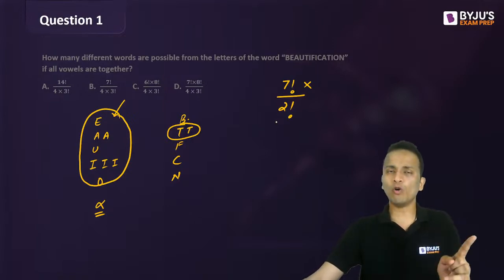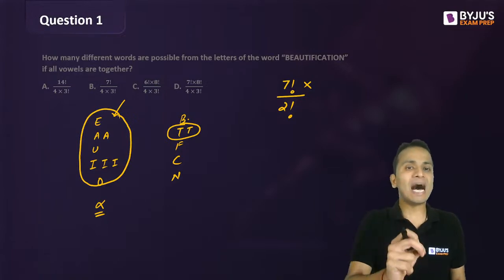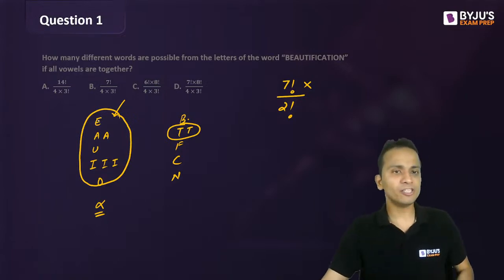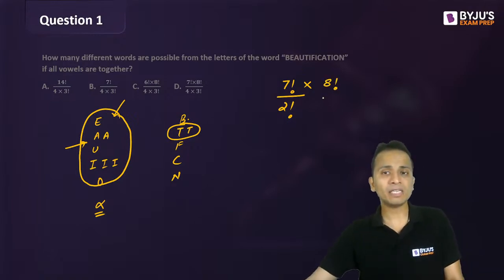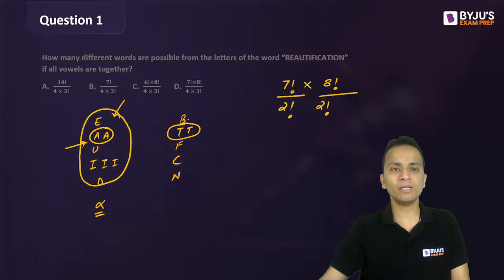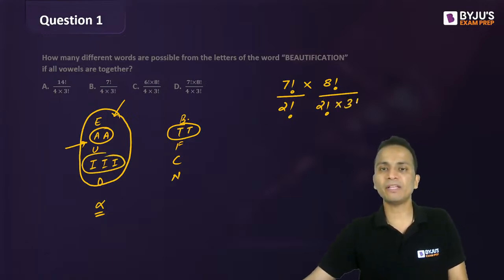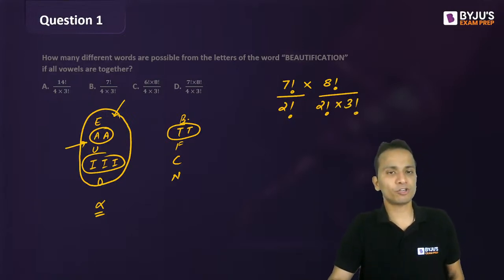Then I'll go to the packet of vowels. Now these vowels among themselves can rearrange. So I have 8 vowels. 8 vowels can rearrange themselves in 8 factorial ways. And among these 8 vowels, I have 2 A's which are repeated. So divided by 2 factorial, and 3 I's which are repeated. So divided by 3 factorial. All right. So this should be the final answer for this question.